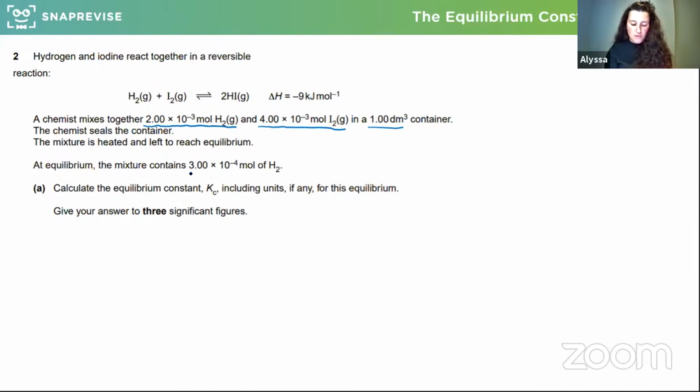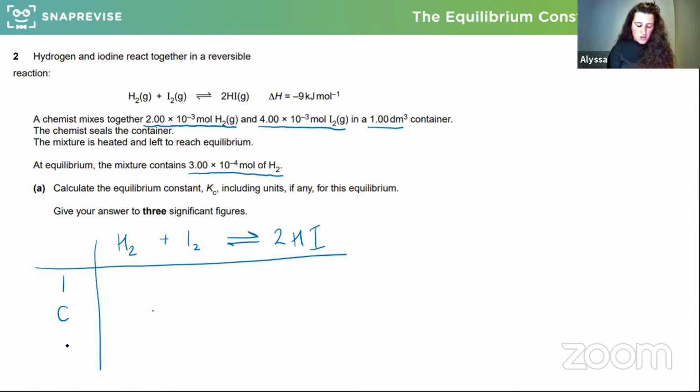At equilibrium, the mixture contains 3 × 10⁻⁴ moles of hydrogen. Calculate the equilibrium constant, including units, if any, for this equilibrium. Give your answer to 3 significant figures. So let's set up an ice table as quickly as we can. So H2 plus I2 goes to make 2HI. So it's not all a 1-to-1 ratio here. There is going to be a little bit more ratio maths needing to happen.